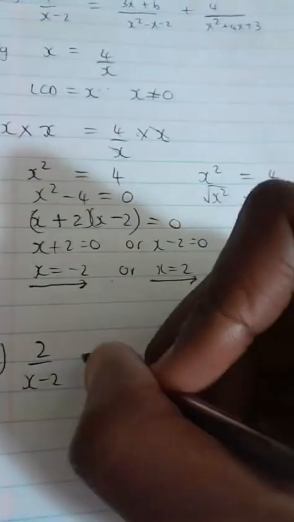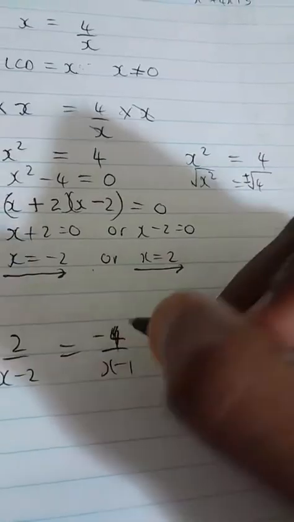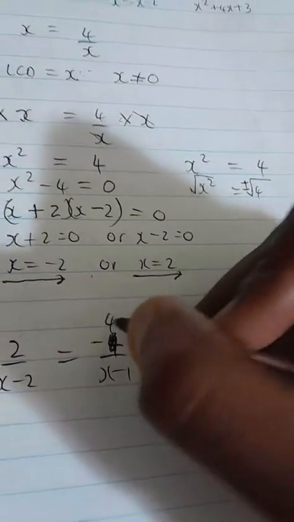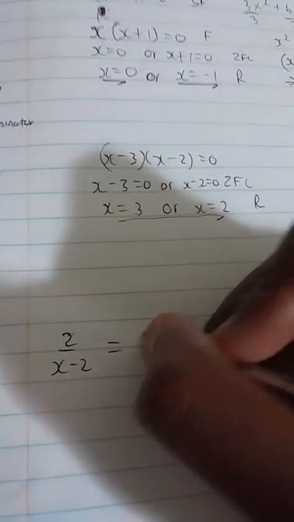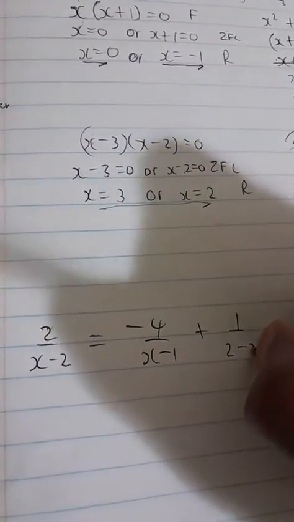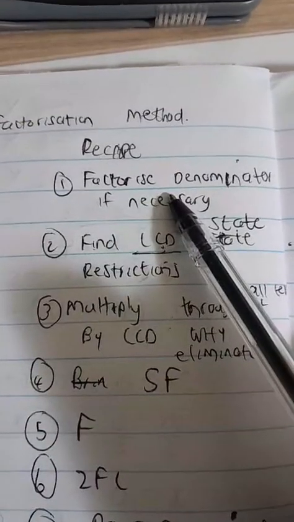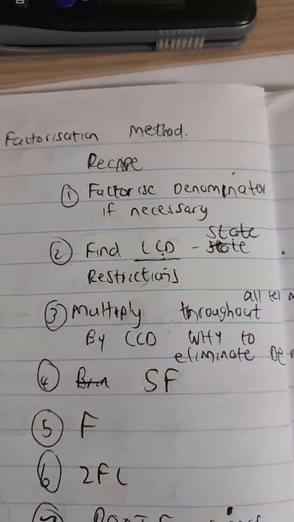Let's move on to the next one, so that we can appreciate the recipe that we are basically developing. Let me rewrite this properly: 2 over x minus 2 is equal to minus 4 over x minus 1 plus 1 over 2 minus x. Let us get the show on the road. What did we say? Step 1: we factorize the denominator if necessary.